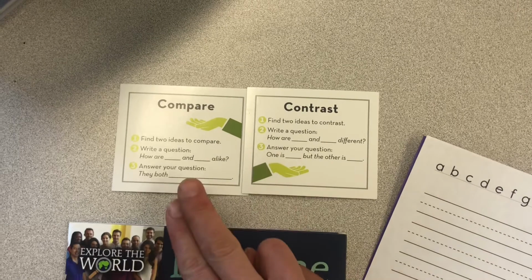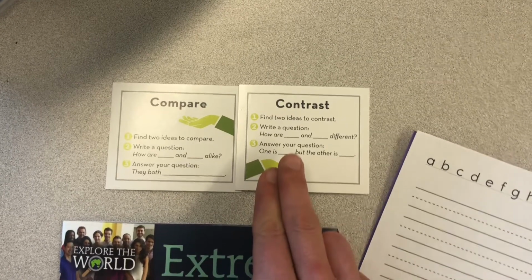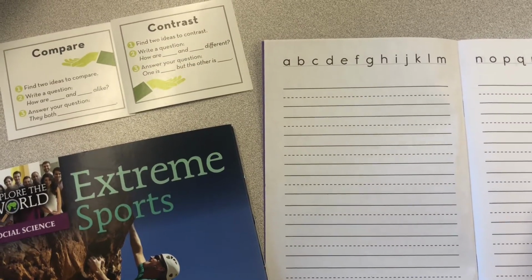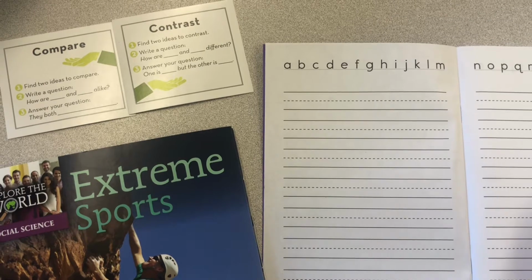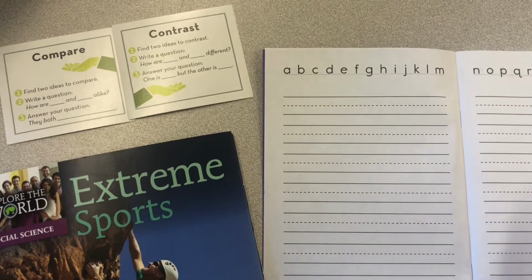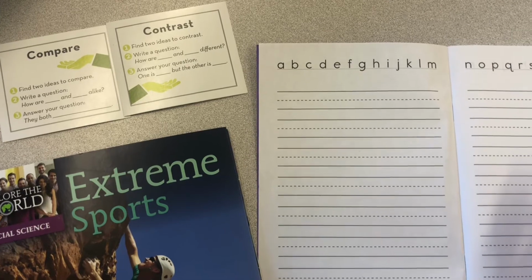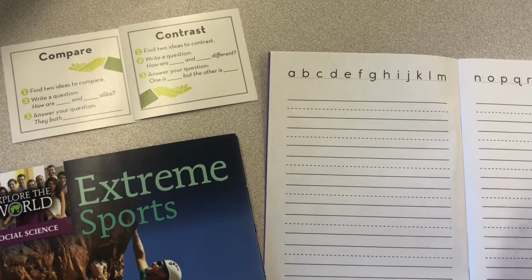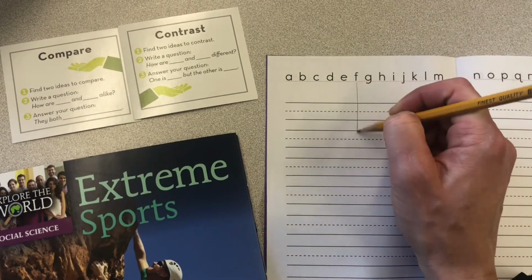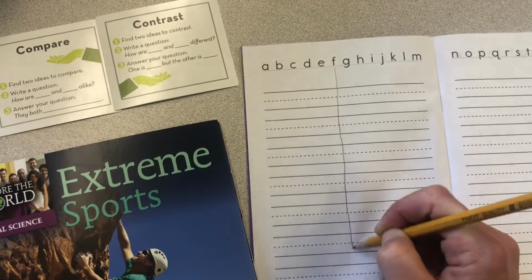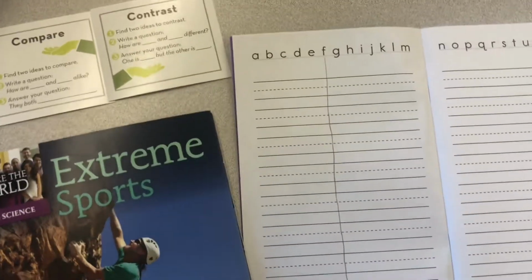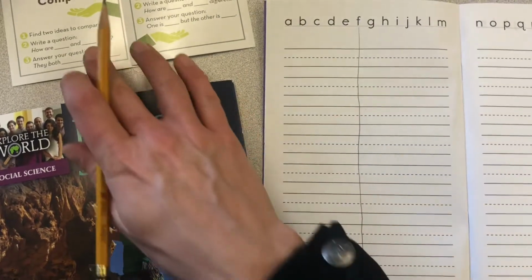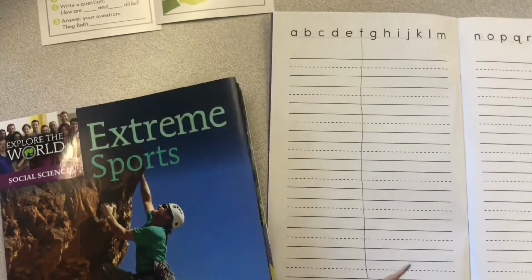Now that we've reviewed what compare and contrast look and sound like, let's begin by writing down some of our ideas and thoughts in our journals. I would like us to split up our journal into 2 sides to set us up for compare and contrast. Go ahead and let's write a line down the middle of one of your journal pages. Once you have your line down the middle of your journal page, let's go to our book and choose 2 extreme sports to compare.